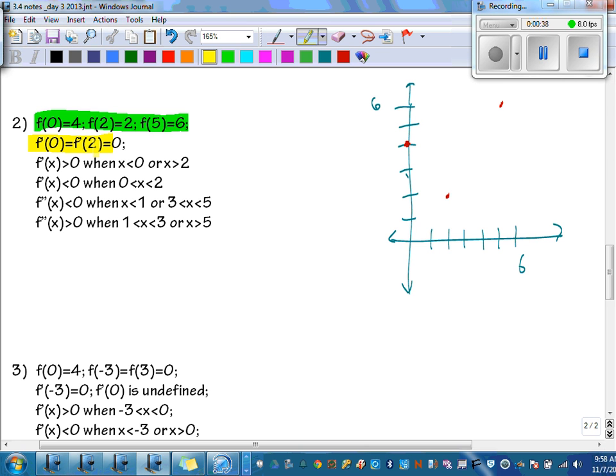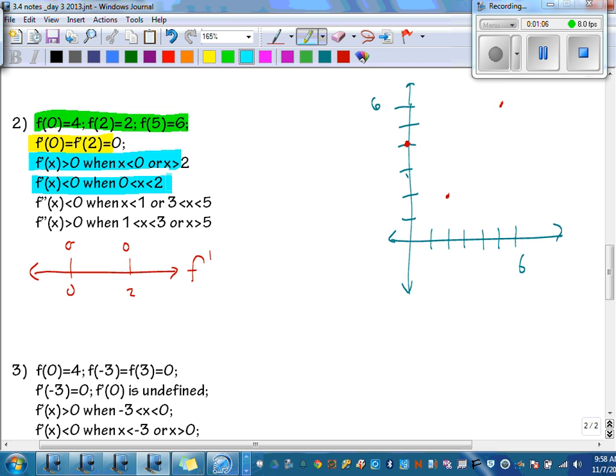All right, next set of information is giving us those critical values again. That's when the derivative is 0. So we're going to use those in our first derivative number line. All right, so here it says the derivative of f at 0 equals the derivative of f at 2 is equal to 0. So at both of these points, the derivative is 0.